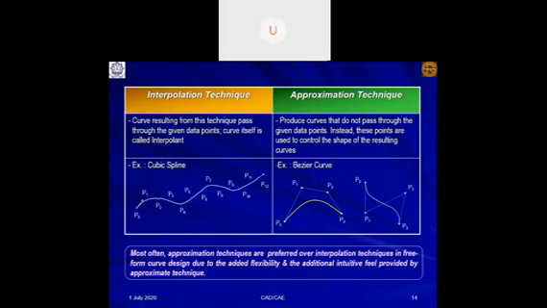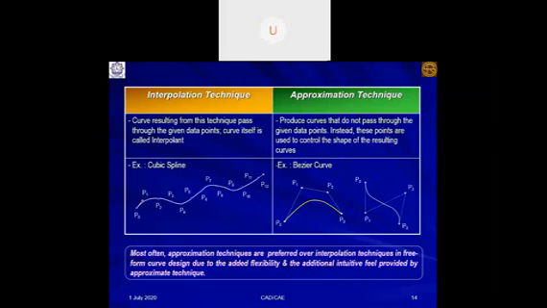In approximation techniques, the curve doesn't pass through all the data points, rather it passes through a few points. For example, in the side example, the Bezier curve, the yellow or white colored curve passes through the P0 point and P3 point, and the remaining two points, P1 and P2, act as control points, which basically control the shape of the resulting curve. So that method is called the approximation technique.